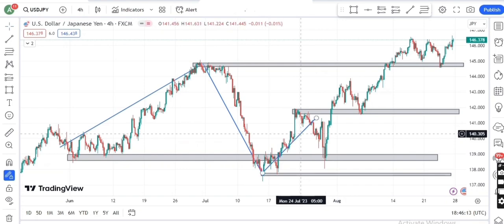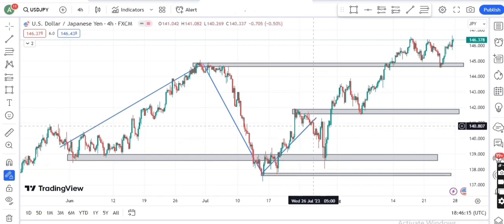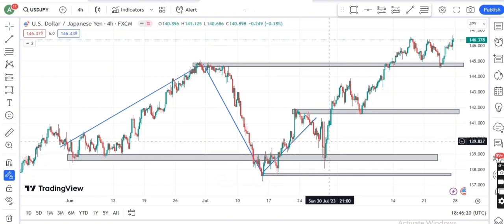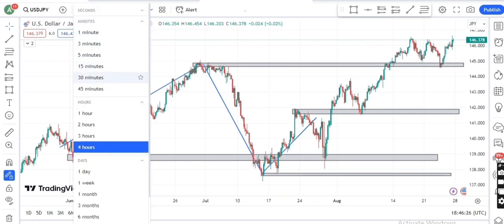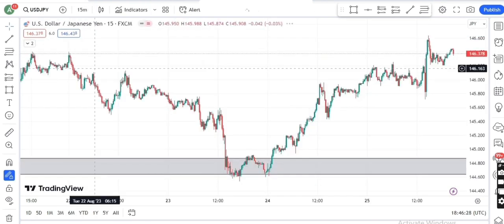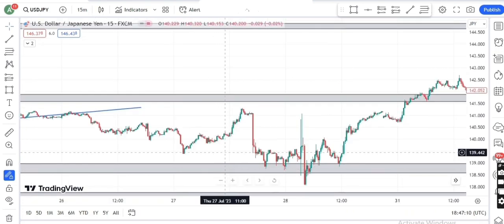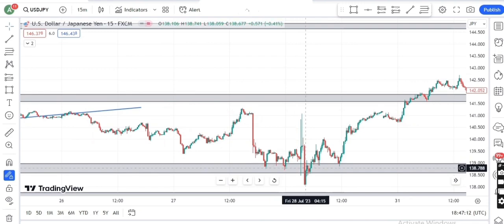Okay, so the market dropped from this level to this level, and then it started moving up from here. So guys, let's switch down to the 15 time frame, and let's check out what happened at that level. This is the support level on the M15 time frame.